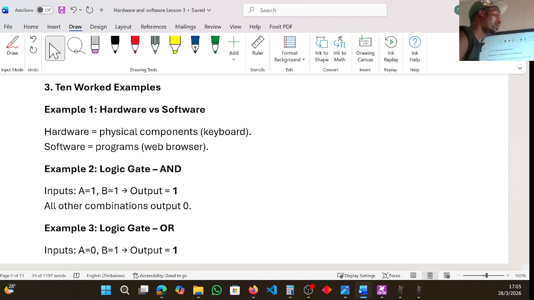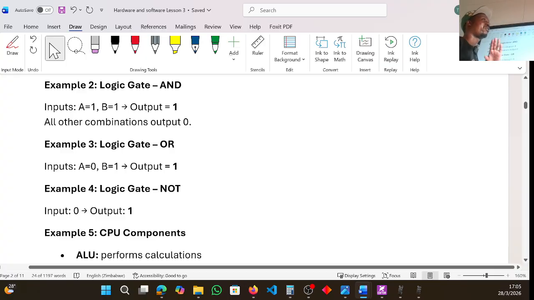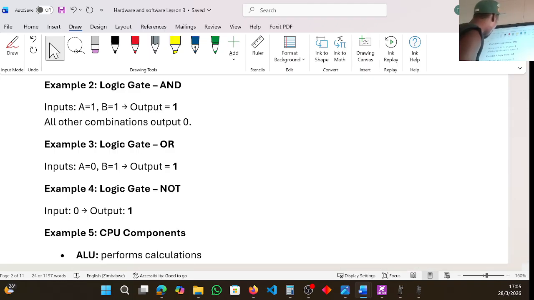Then logic gates. There we are talking about the AND. AND is saying when we look at combinations of bits, if it's 1 and 1, that's the only case where it's true. Otherwise, the others give you a 0. Then we have OR. OR is saying that 0 and 0 is the only combination which gives us a 0, but the rest give us a 1.